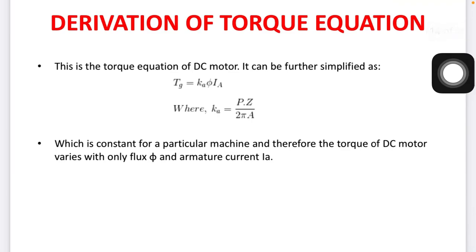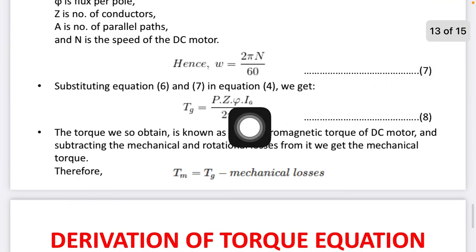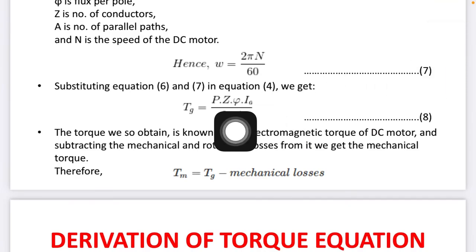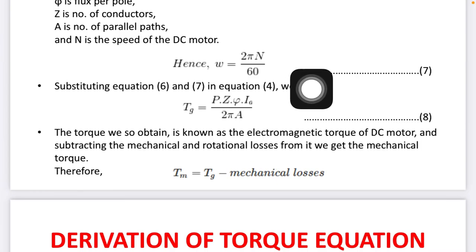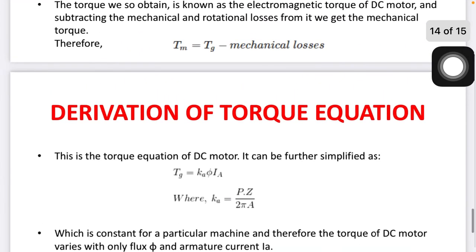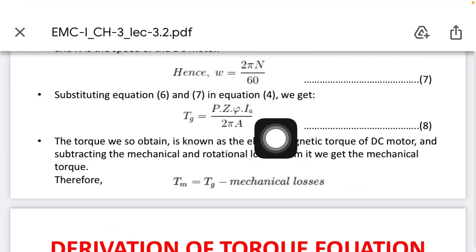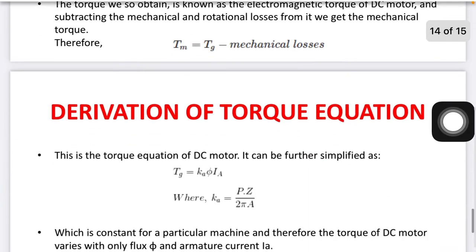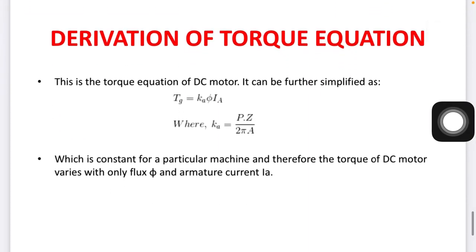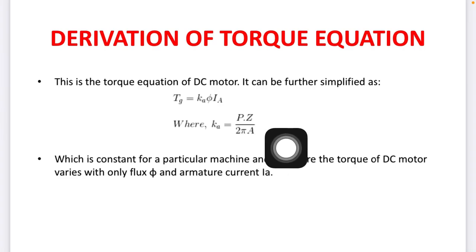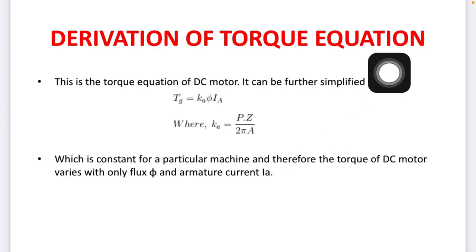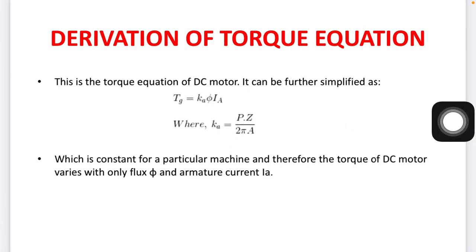So we can say the torque equation of the DC motor can be further simplified. TG is equal to, see over here in this equation, P is fixed after manufacturing, Z is fixed, 2 pi A is fixed, IA may vary. So the only remaining term is flux phi into IA. Otherwise all are constant after manufacturing. So we can write T is equal to K phi into I, or we can say T is proportional to flux phi into I, where the constant K is equal to P Z by 2 pi A. We can consider it constant because it does not change after manufacturing.